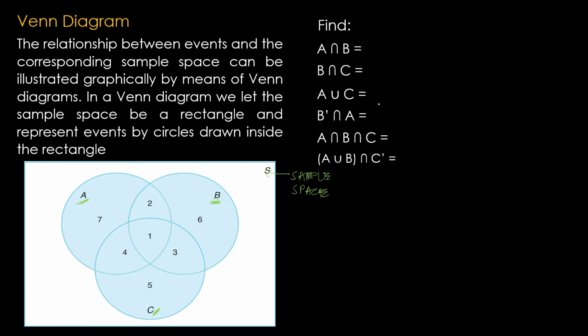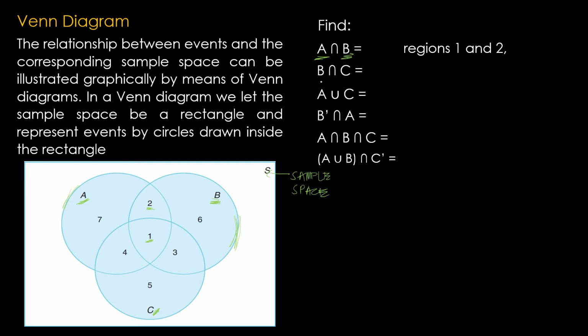Okay, sige. So, yun. Let's try to check your answers. For number 1, we are to find the intersection between A and B. Meaning, ano yung pinagkakapareho ng events A and B? So, if this is your event A, this circle right here, and this circle right here is your event B. So, ano yung pinagkakapareho ng event A at event B? So, yung nag-overlap. Ano yung nag-overlap? 1 and 2. So, therefore, the intersection between A and B is regions 1 and 2.